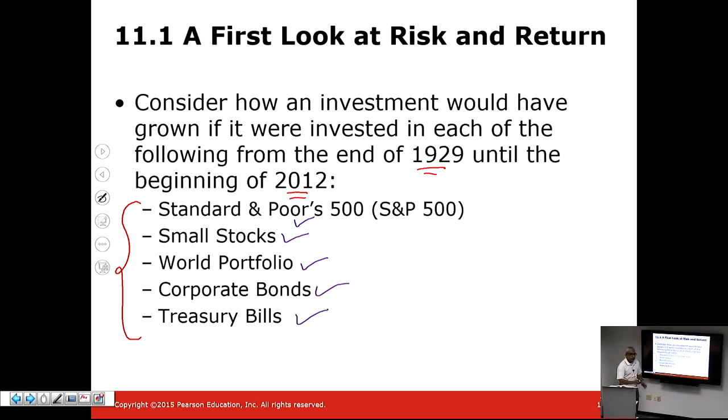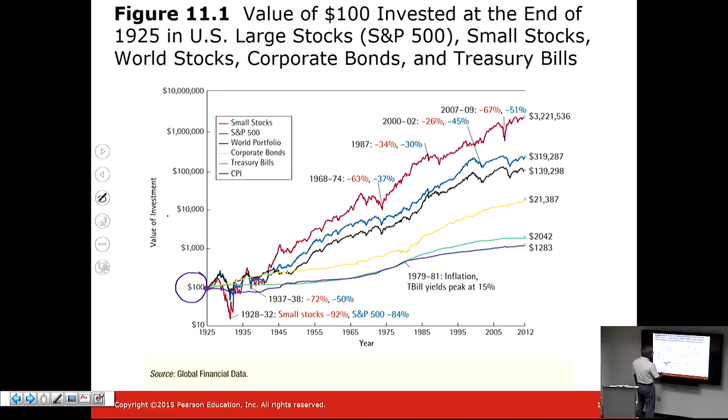All of these are portfolios, meaning we're not just investing in any one stock. In the small stock universe, we are investing in a multitude of small stocks in one portfolio. So we invest $100, and then we track their movements over time. The red line tracks for us how the $100 invested in small stocks has done over time, and we see that by the time we get to 2012, that $100 investment in small stocks had grown to approximately 3,221,000.